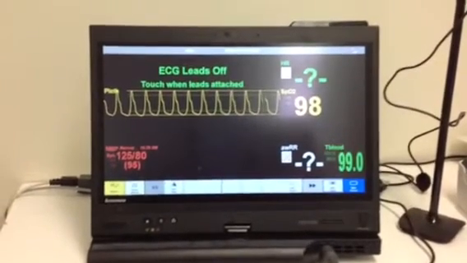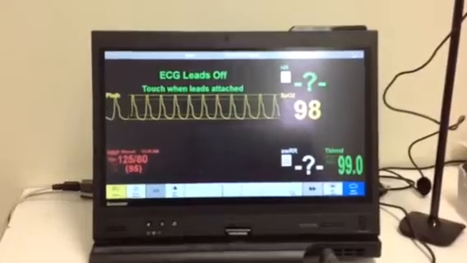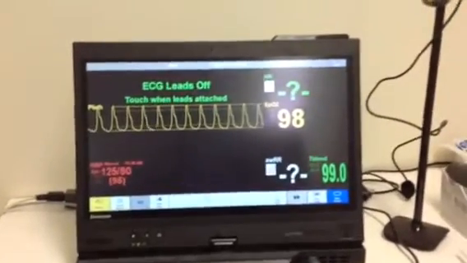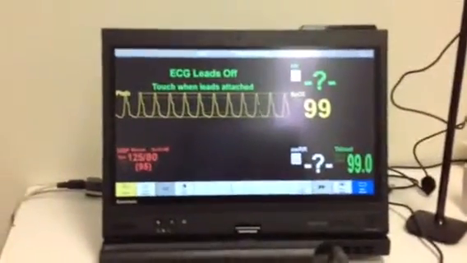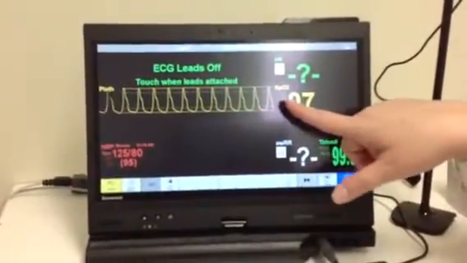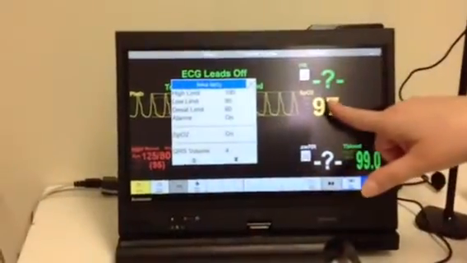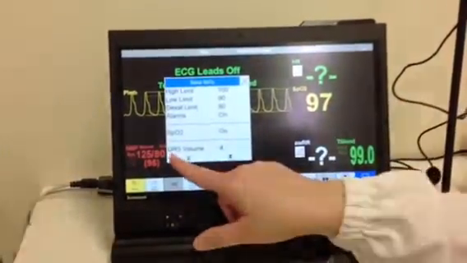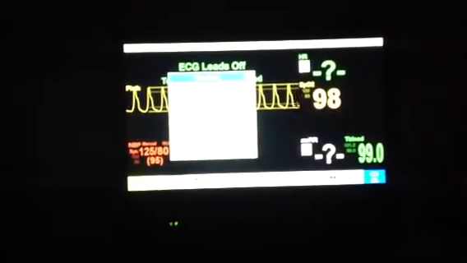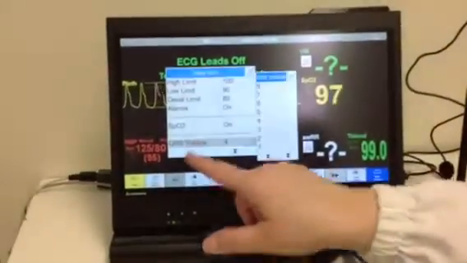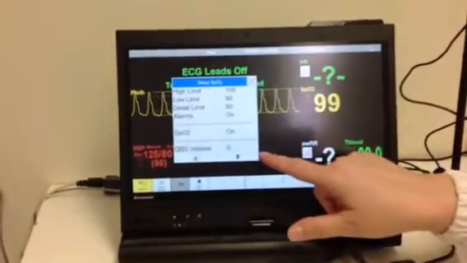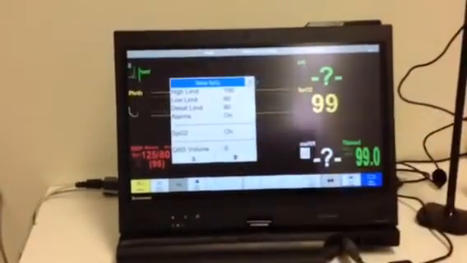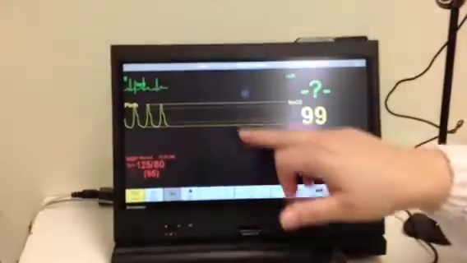The beeping that you are hearing will happen with the oxygen saturation monitor, and it will also happen with the EKG leads. To turn that off, you just touch the number. It's the QRS volume. And if you take that QRS volume and hit 0, it will stop, because that can be kind of irritating.